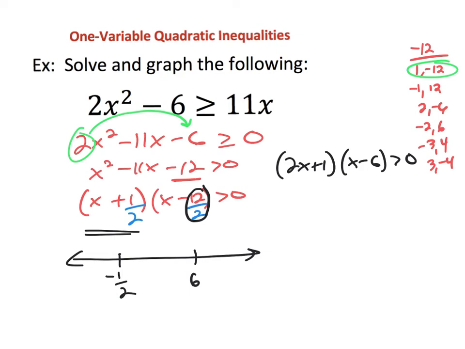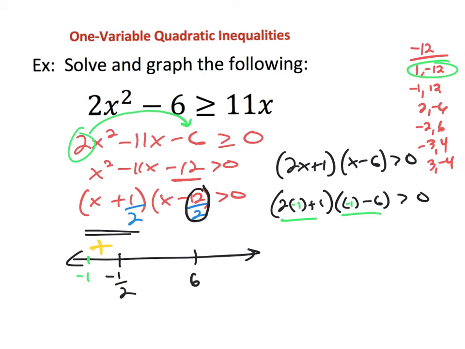Now we're at the process of making our sign chart. So we need to first pick a value left of -1/2, so -1 is a good one. And so if I plug in -1 for x, you could do it for the factored form or the original, it doesn't matter. In the first set of parentheses I get -1 times a -7. And so a negative times a negative would be positive here.